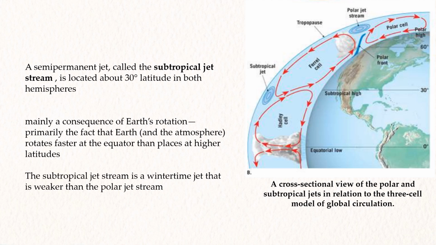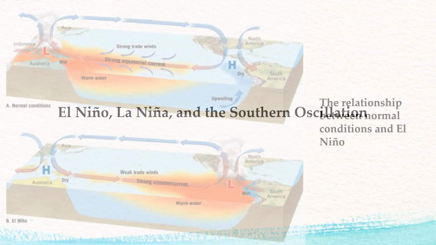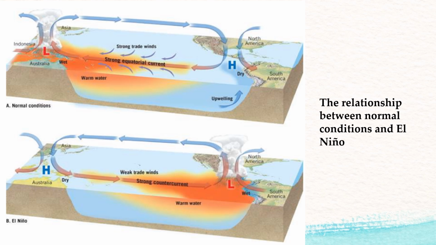Now, for the last part of this lecture, we're gonna talk about El Nino, La Nina, and the Southern Oscillation and check its definition. I think we're all familiar with what El Nino is, right? And in order to better understand what really happened during the El Nino event, this illustration shows the relationship between normal conditions and the El Nino.